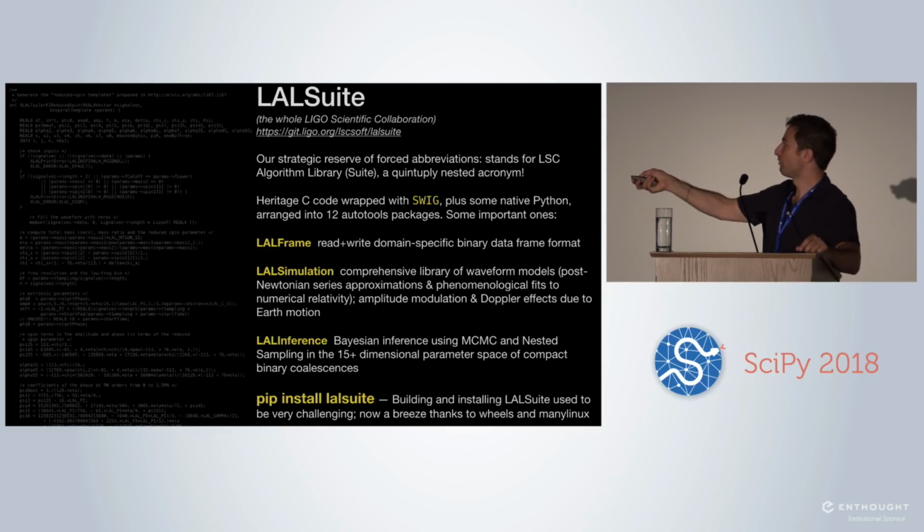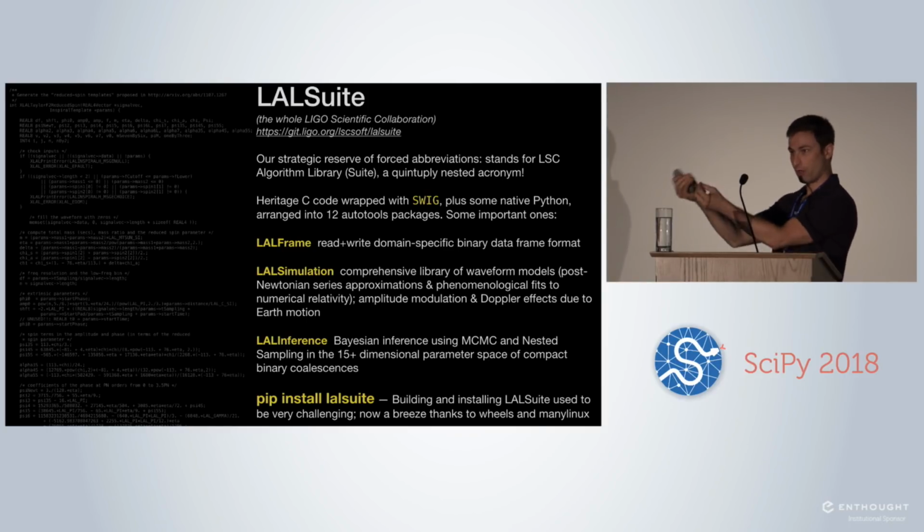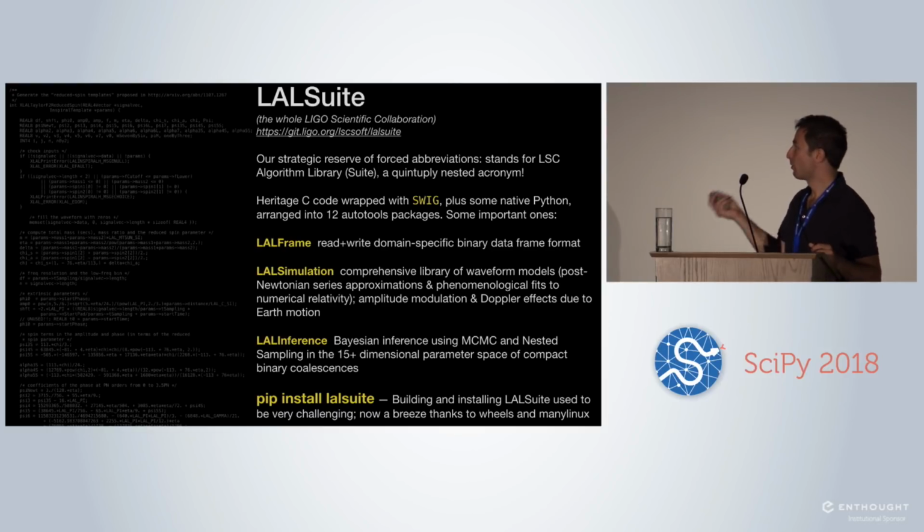The most important ones are LALFrame, which is used to read and write a domain-specific binary data frame format that we use for storing h(t). LALSimulation, which consists of a comprehensive library of waveform models. So we have various ways of approximately solving Einstein's equations for a compact binary. One of those ways is with sort of a series expansion called the post-Newtonian approximation. And the other way is sort of by fitting phenomenological waveforms to numerical relativity.